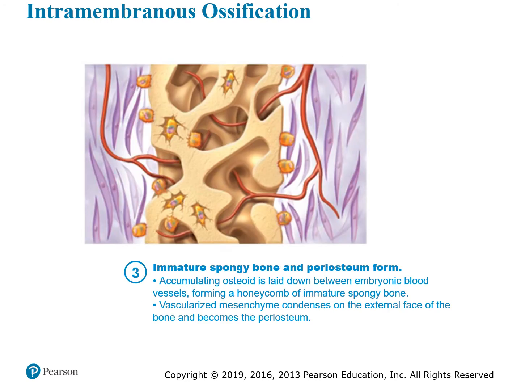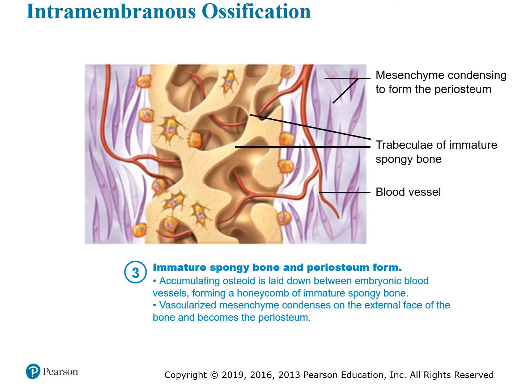In the third step, you see the formation of immature spongy bone and periosteum. And so as the osteoid gets laid down between these blood vessels, you're going to get a honeycomb of immature or woven spongy bone. And so you'll see the mesenchyme up at the top level. It'll actually condense to form the periosteum. And so you can see that it's vascularized. It'll condense on the external face of the bone. It becomes the periosteum. The second label down is the trabeculae of the immature spongy bone, and then of course you see the blood vessel.